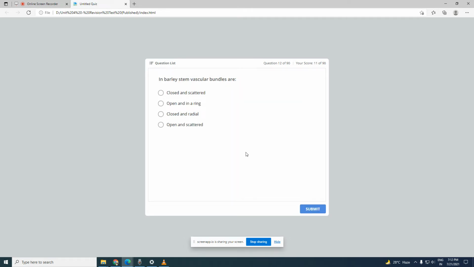The 12th question. In barley, stem vascular bundles are closed and scattered, open and in ring, closed and radial, open and scattered. Which is the right answer? The right answer is once again the same option, option D, open and scattered.